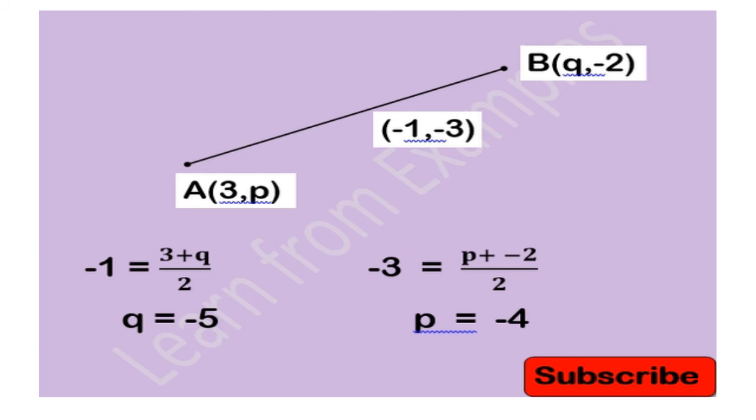And similarly, if we add the y coordinate of A to the y coordinate of B and divide by 2, we will come into the middle. So the y coordinate of A is P and the y coordinate of B is negative 2. We add them and divide by 2, we should get an answer of negative 3. So solving this equation, we find the value of P to be negative 4.